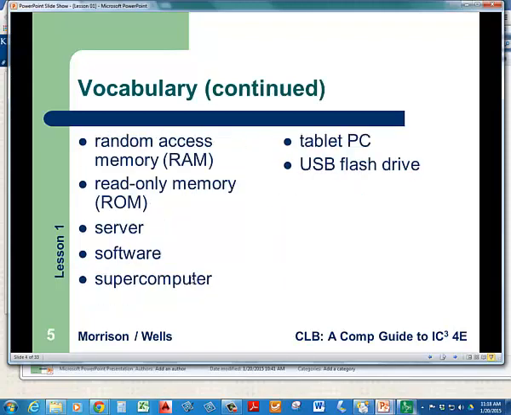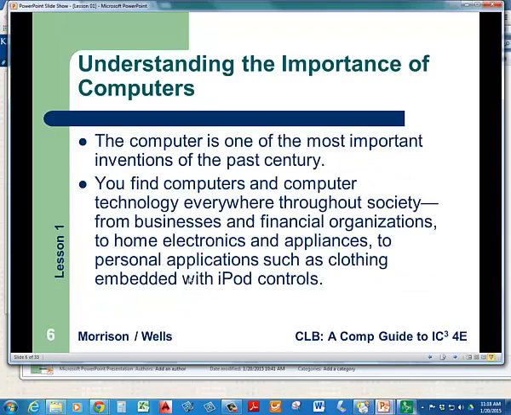So your vocabulary, which you've gone over, I'm not going to go over each one of those with you. Of course, the computer is one of the most important inventions of the past century. Okay, we could probably debate that just a little bit. Probably the phone is in there somewhere with that.